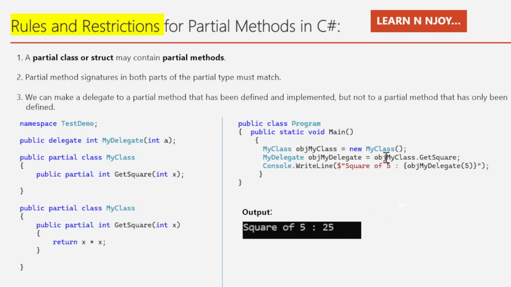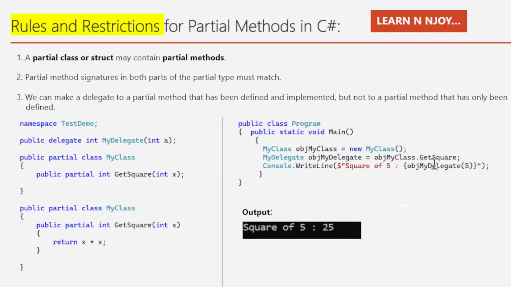So basically this method I am assigning to this my delegate, and then finally we are just invoking it directly, and that's what I have written, obj my delegate 5. So here in the console.writeLine statement, I am just calling this delegate, that basically internally is going to call this particular method, get square. And here I am passing 5 as an input parameter. So 5 into 5 is equal to 25. So 25 is just going to get returned from this partial method.